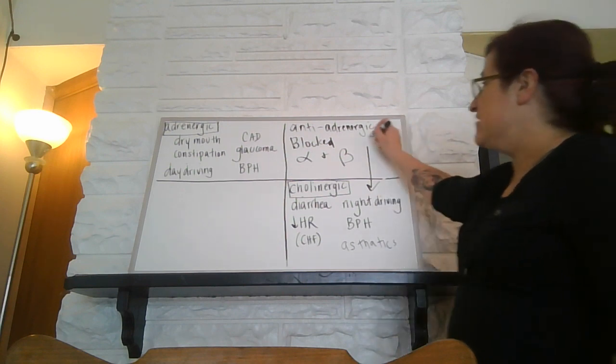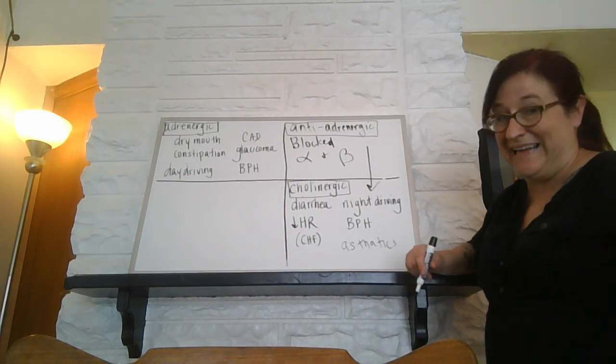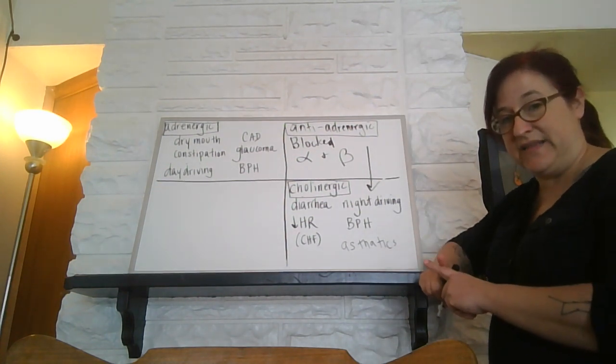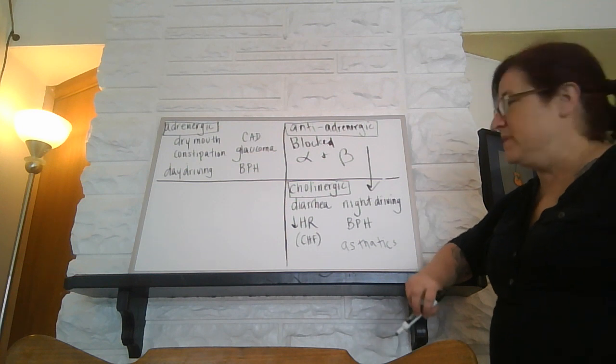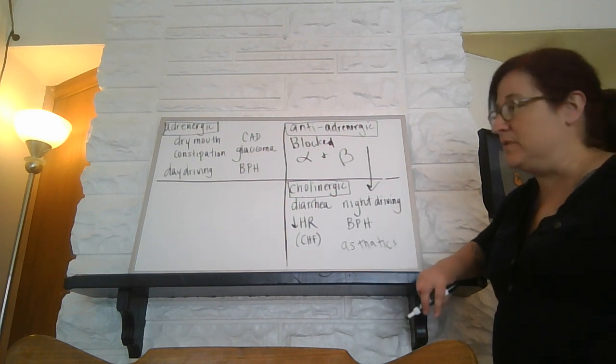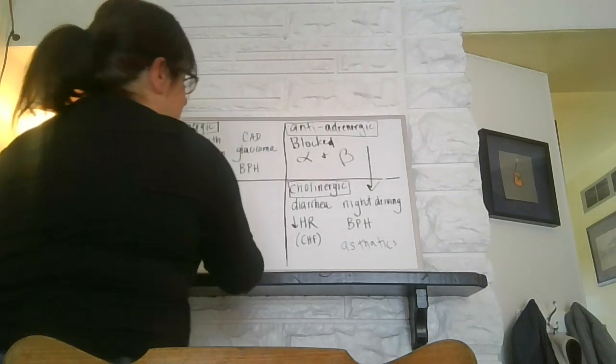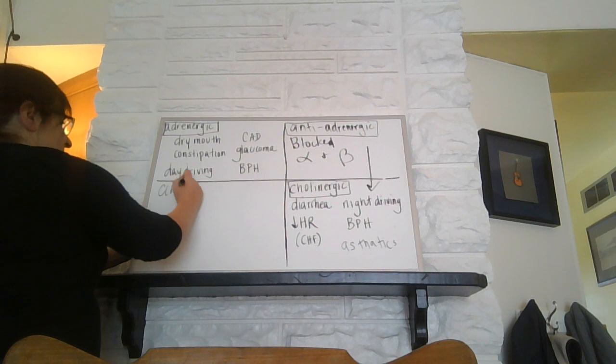So anti-adrenergic, sympatholytic, or blocking the sympathetic nervous system, is similar to activating the parasympathetic nervous system. The other side would be anticholinergic medications.